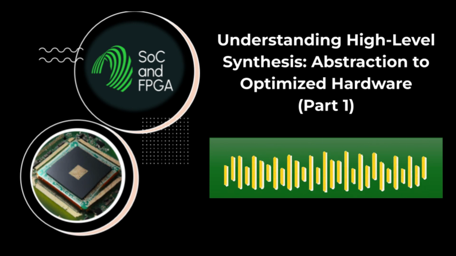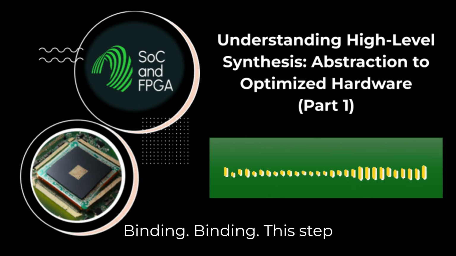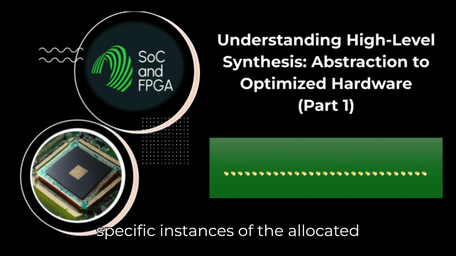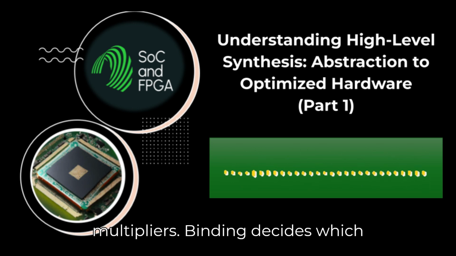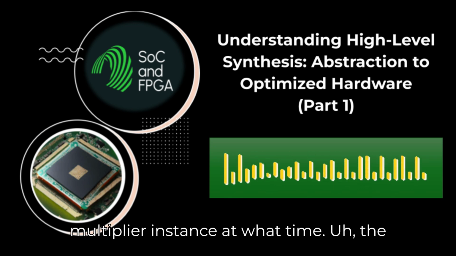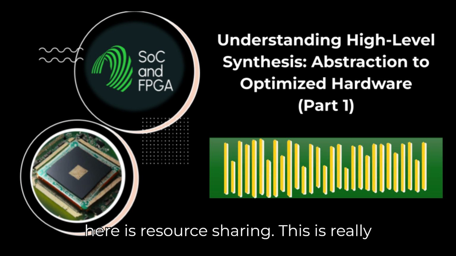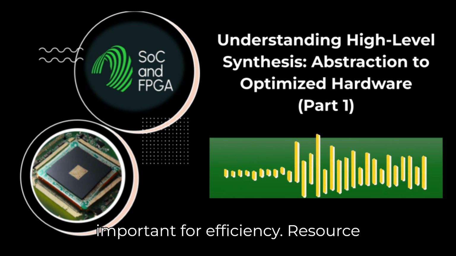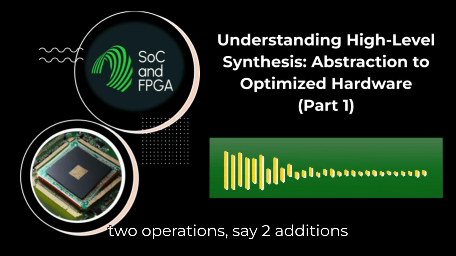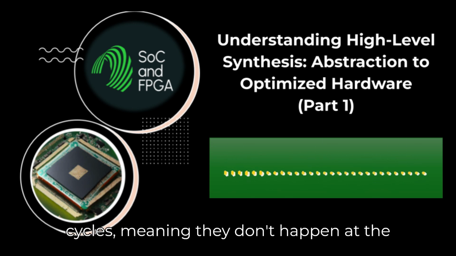Okay, scheduled in time, hardware resources allocated. What's next? Binding. This step maps those scheduled operations onto specific instances of the allocated hardware. So if you allocated 2 multipliers, binding decides which multiplication operation uses which multiplier instance at what time. The actual assignment. And a crucial concept here is resource sharing. This is really important for efficiency. Resource sharing, how does that work? If you have two operations, say two additions, that are scheduled in different clock cycles, meaning they don't happen at the exact same time.